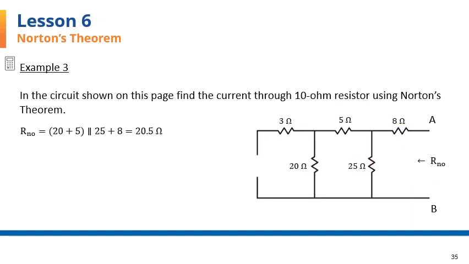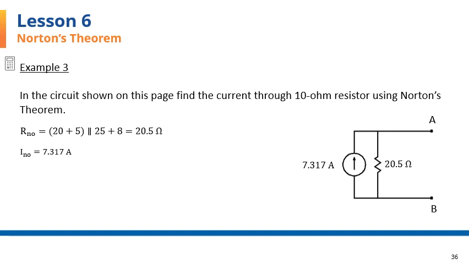Here you can see that the current source was removed, leaving an open in this place. And looking into the circuit from AB, we can calculate RNO as 5 plus 20 in parallel with 25 plus 8. Notice that this 3 ohm resistor does not come into the picture for this calculation. And the REQ ends up at 20.5 ohms. Looking in, we first form the Norton equivalent from this current source and this shunt resistor. And now we can place back the 10 ohm resistor between A and B and calculate the current through it.